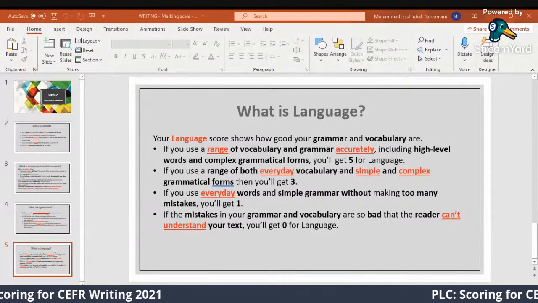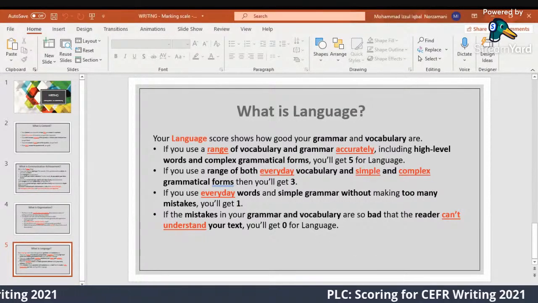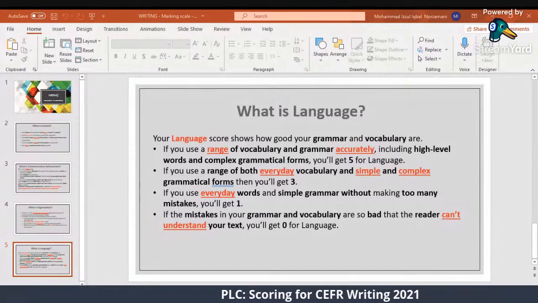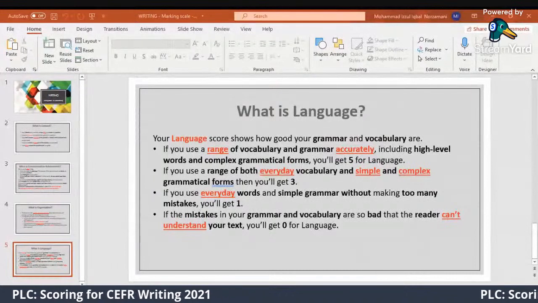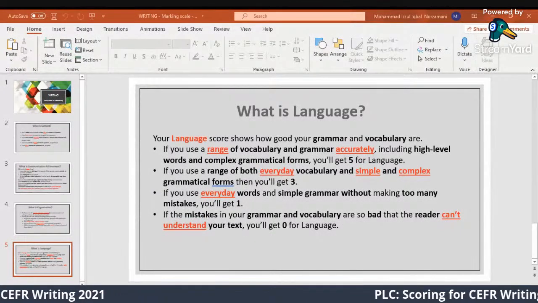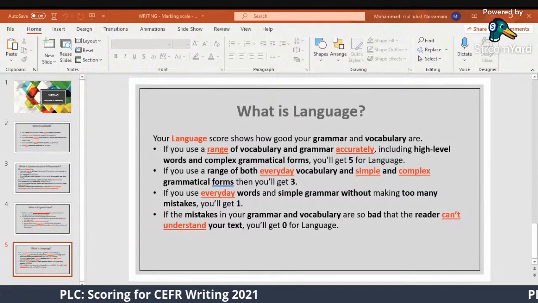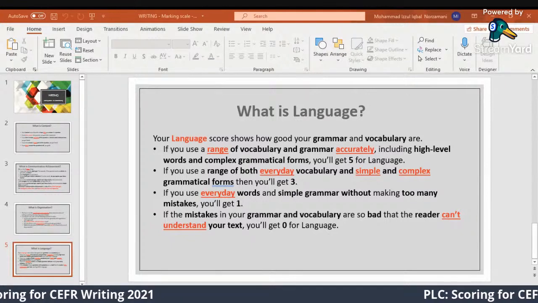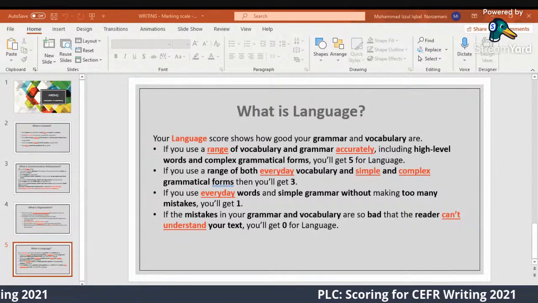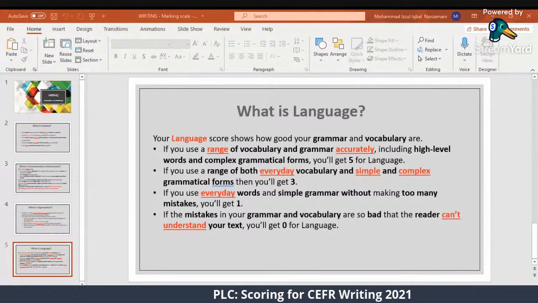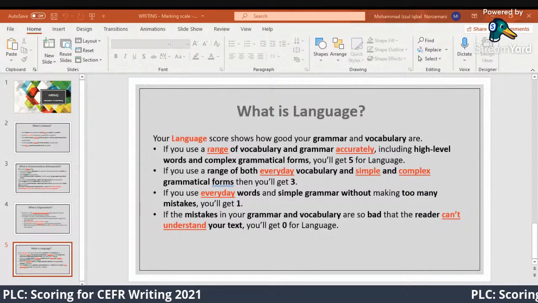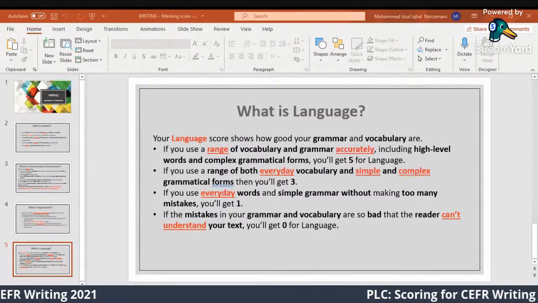So here the grammar is absolutely accurate, and there are high level words and complex grammatical forms. You can award a 5 for the student. And if they use only limited vocab, like everyday vocab, some simple and complex grammatical forms, you can give them a 3. But if there is no attempt at any complex grammatical forms, just purely simple grammar and not many mistakes, you can give a 1, especially for part 3. Okay, so that's like high level, right?